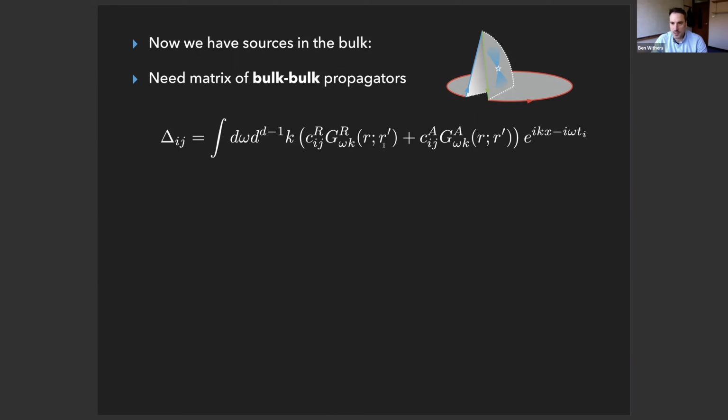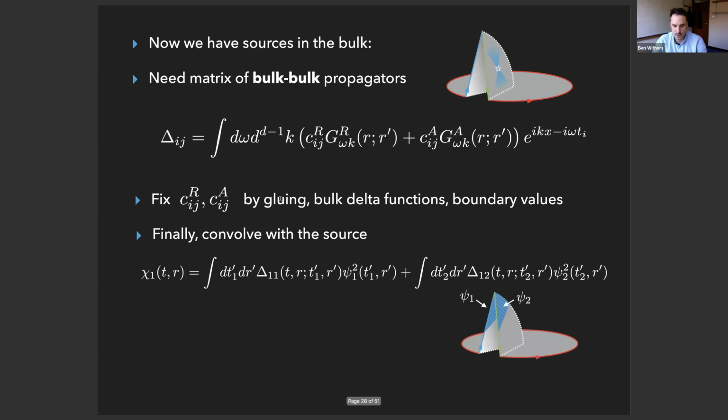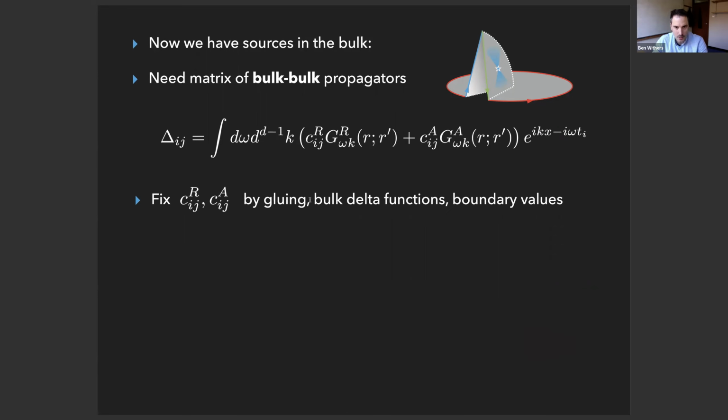So we have, again, a similar kind of computation, except now our delta function's in the bulk. And we're going to fix these coefficients, CR and CA, in the same way. We want to make sure that this field is appropriately C1 continuous across the segments, so that we've solved the bulk equation of motion in a piecewise fashion. So that's this gluing condition. We want to make sure that the delta function is where we say it is. So no delta function sources in any of the other segments, and there's a delta function source here for this row in the matrix. So that fixes some other relations.